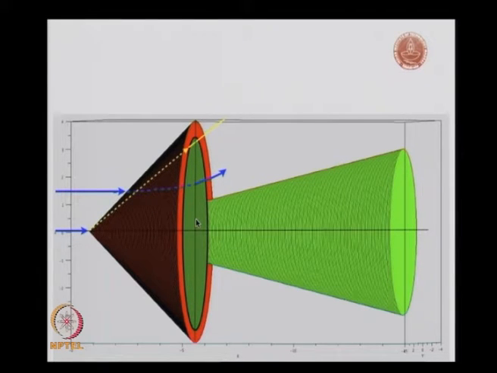I will draw one more. So, this is yet another cone, and I drop one more line. Then what we see here is that again it crosses the streamline at this point, and then I see something over here.